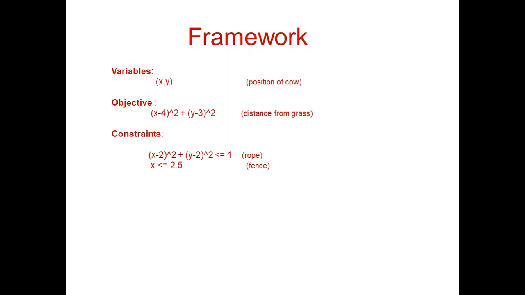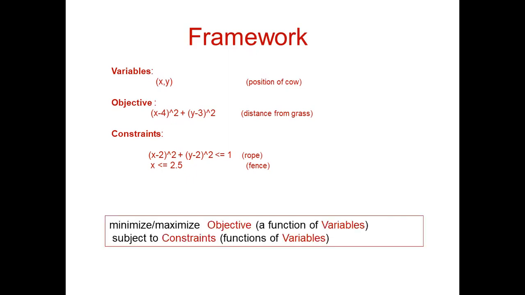So within these constraints, the cow can be as close to the grass as possible, and we want to find that distance. And this framework is the way the optimization problem is modeled. We want to minimize or maximize the objective, which is a function of variables, in this case on R2, subject to certain constraints. These constraints are also certain functions of those variables.